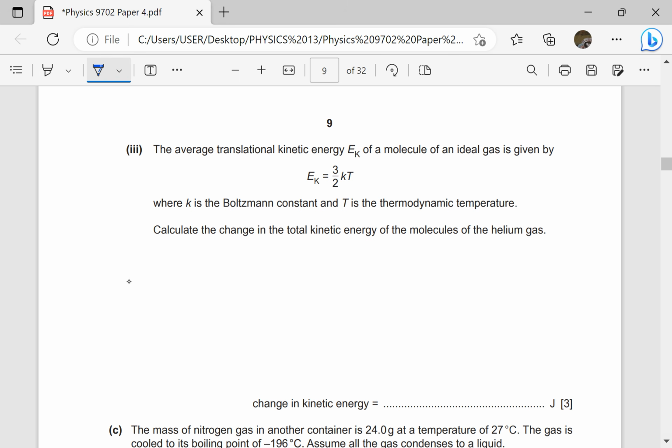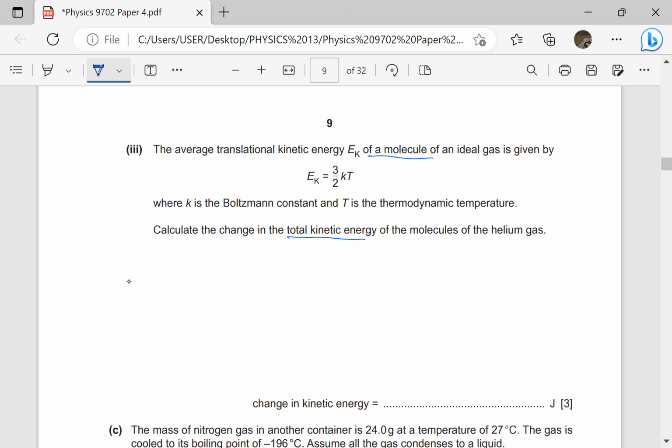The average translational kinetic energy of a single molecule of an ideal gas is given by that expression, where K is the Boltzmann's constant and T is the thermodynamic temperature. Calculate the change in total kinetic energy of the molecules of the helium gas.